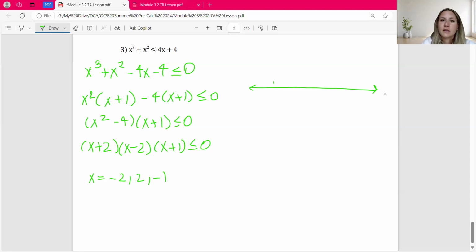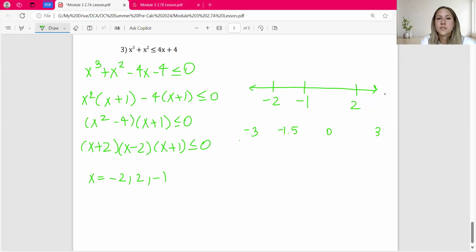And I'll have -2, -1, and 2. And we'll pick our test values, something between each of these numbers. I'm going to pick -3 for less than -2. I'm going to pick -1.5 for between -2 and -1. And I'm going to pick 0 between -1 and 2. And then I'll pick 3.